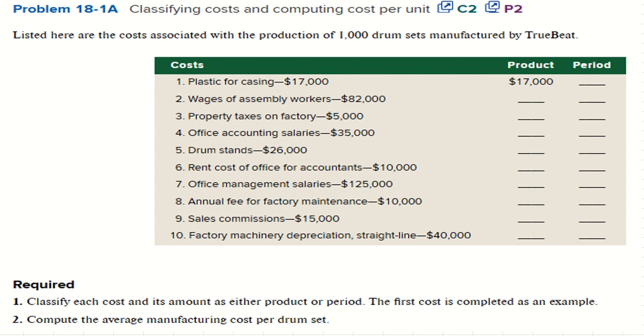Before we get into identifying whether each cost is a product cost or period cost, we first have to understand what product costs and period costs are. Product costs are costs that are associated with producing an item, in this case, producing a drum set. These are inventoriable items, which means any items considered product costs are going to be classified as assets. It's going to be part of inventory specifically.